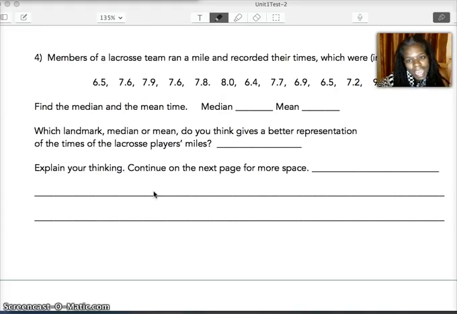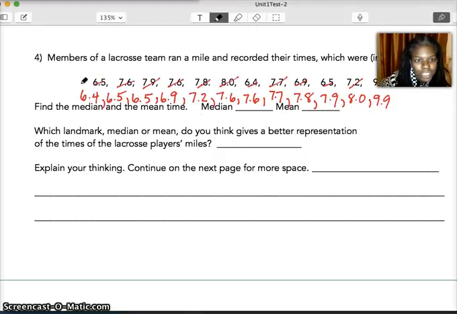We've got recorded times for a lacrosse team running a mile, and these times are in minutes, and they're here. We are to find the median and the mean. To find the median, we need to list things from smallest to largest. To find the mean, we're going to add up all the data and divide by the number of data values.